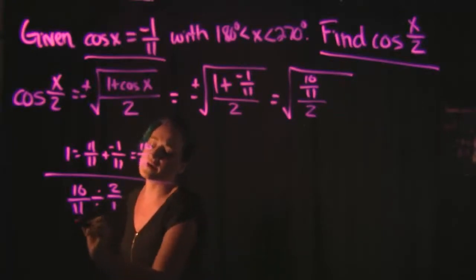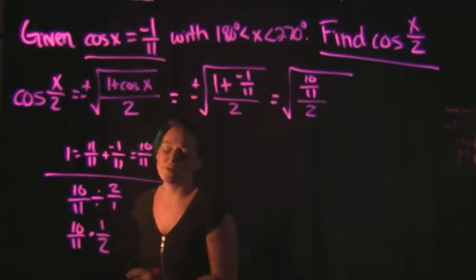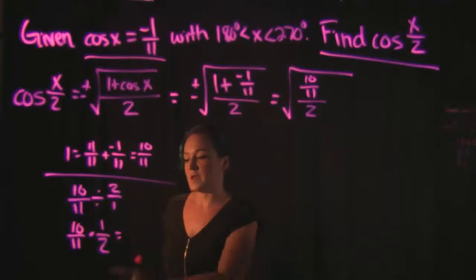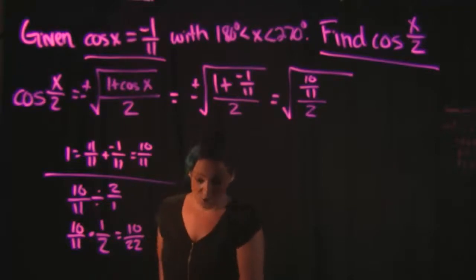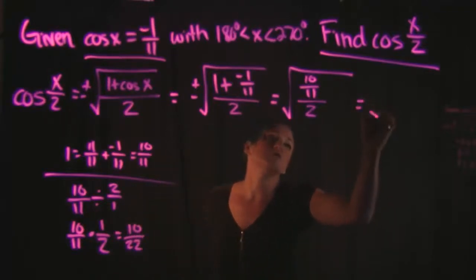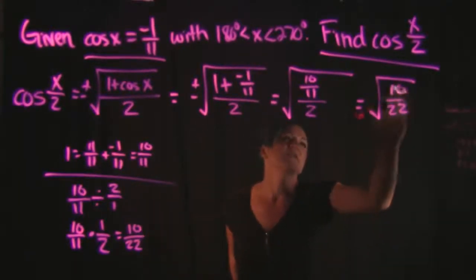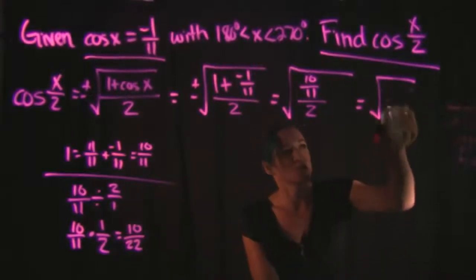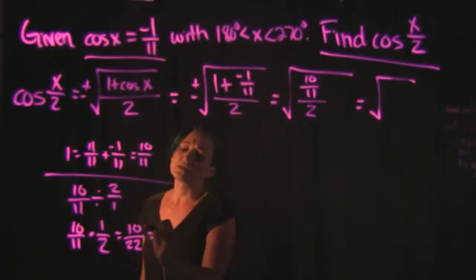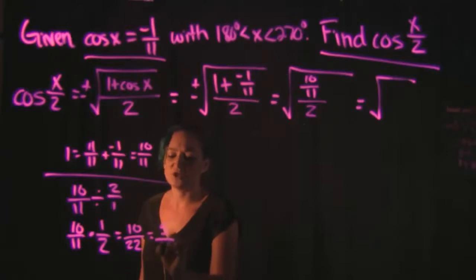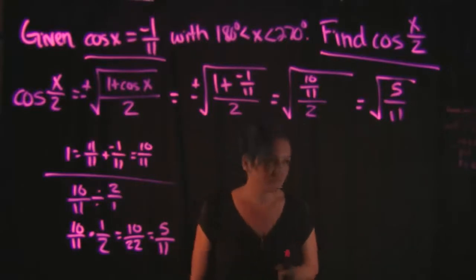The rule for dividing fractions says the first fraction stays the same, change division to multiplication, and flip the second one. So if we multiply this out, 10 times 1 is 10, over 11 times 2 is 22. So this equals the square root of 10 over 22. Now we can simplify that, and actually let me go ahead and simplify that before I plug that in. I'm not sure why I didn't already do so. 10 over 22 can be simplified. We can divide out a 2. 10 divided by 2 is 5. 22 divided by 2 is 11. So we actually get 5 over 11 as our simplified fraction.